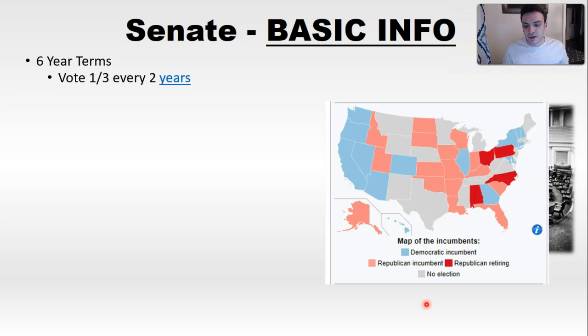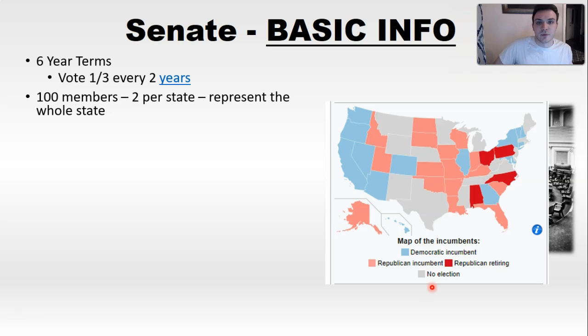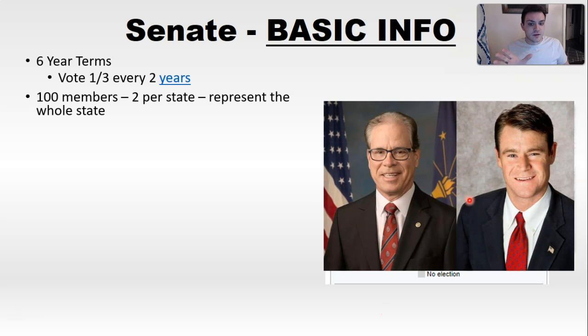Now, in total, there are 100 different members within the Senate. Each state gets 2. It doesn't matter if you have 50 million people or 5,000 people, you get 2 per state. And those 2 senators are supposed to represent the whole state. That's very different with the House of Representatives, where your representative only represents your district. So your representative in the House, Greg Pence, only represents one of the 9 districts in Indiana. Whereas our senators do not represent a district, they represent the whole state.